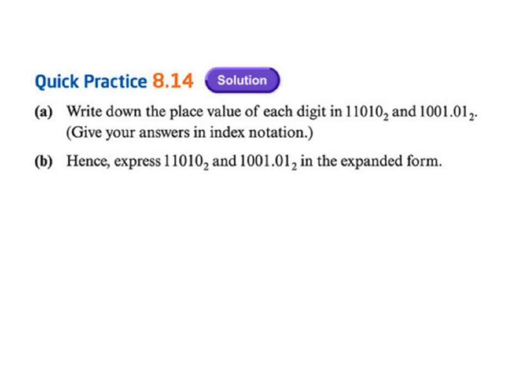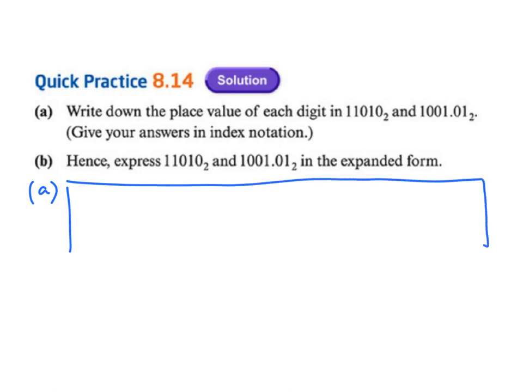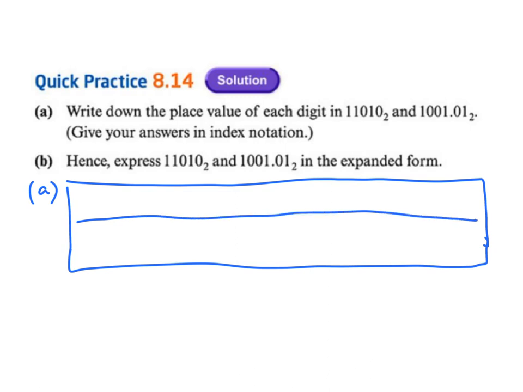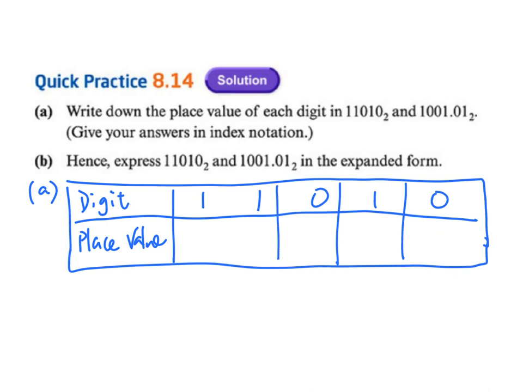So for part A, the question asks you to write down the place value. As in the previous examples, once again I will use a table to represent it. The first row I will write down the digit, and the second row I will write down the place value. So I will write down the numbers. The digits would be 1, 1, 0, 1, 0. Once again, I will start from here.